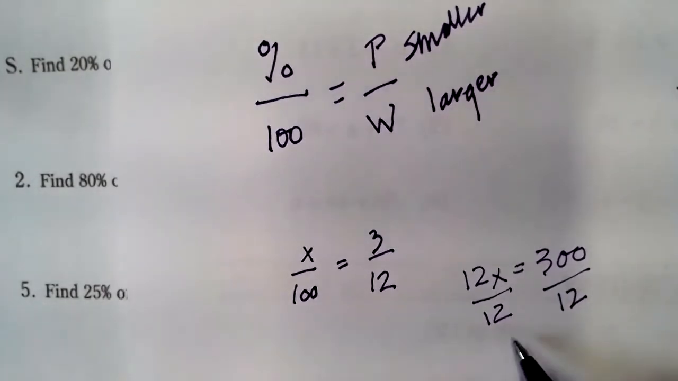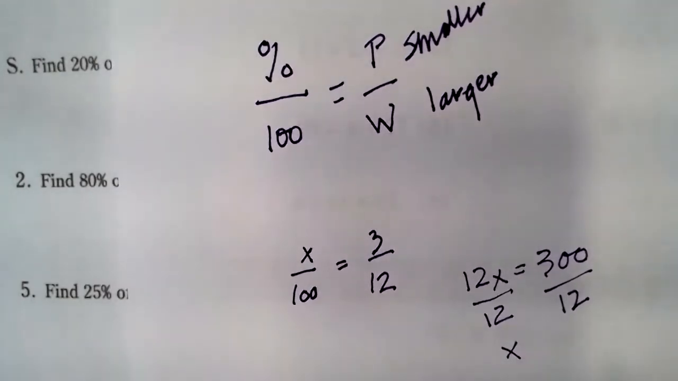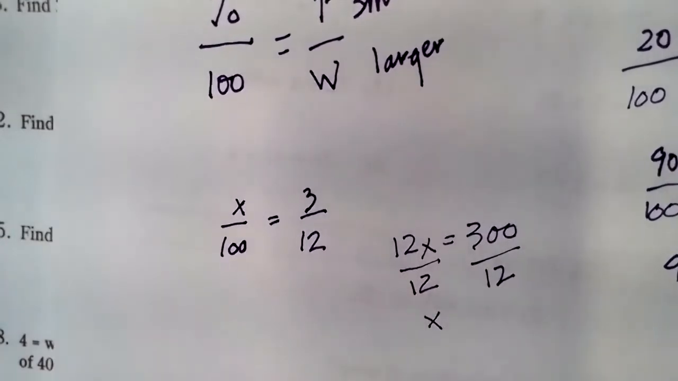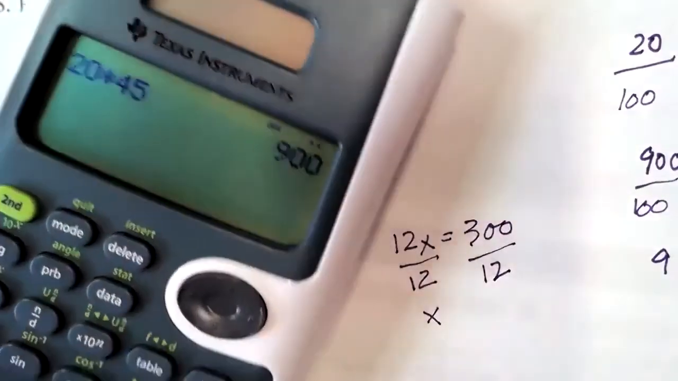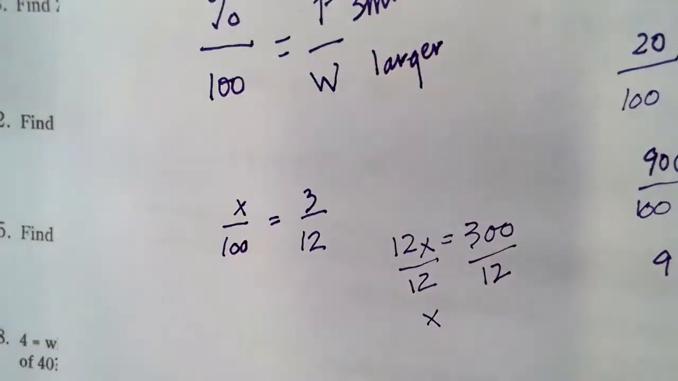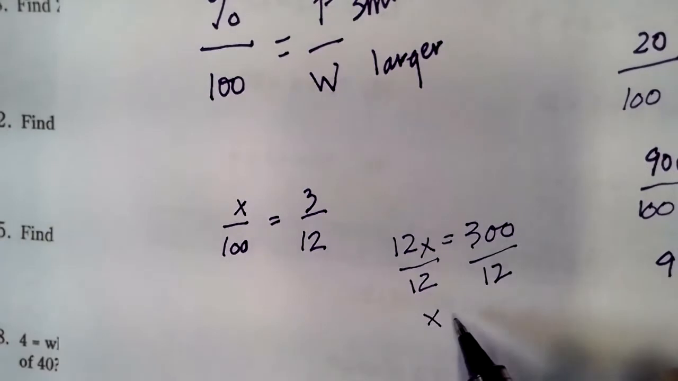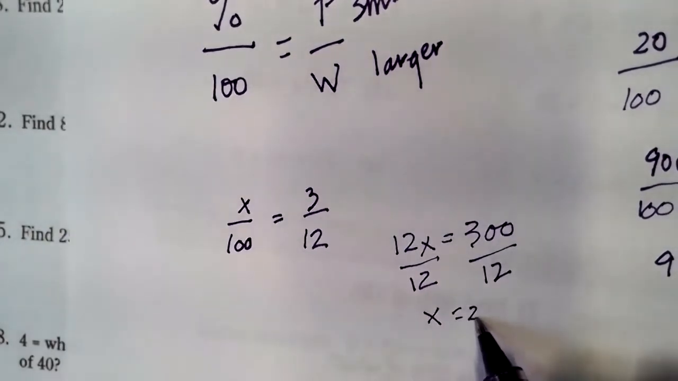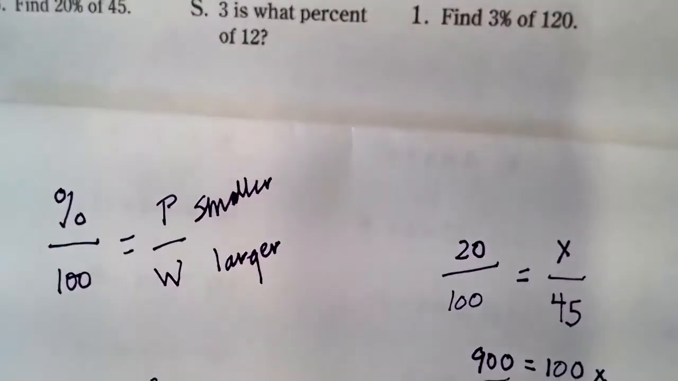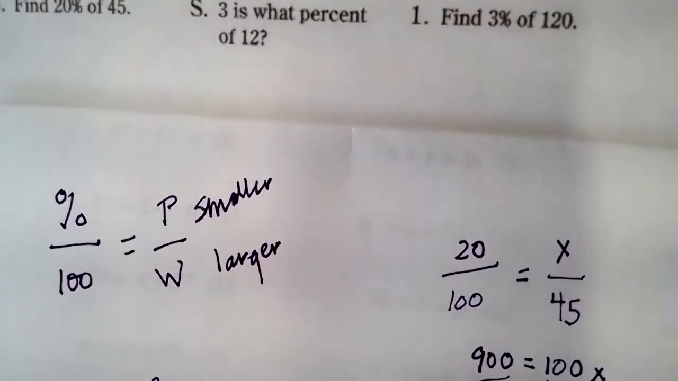This is now x. And 300 divided by 12, again, I'm going to use a calculator. Always use the calculator anytime you can, it makes things easier. And you are less likely to make a calculation error. So x equals 25. Which means, going back to the original question, 3 is 25% of 12.